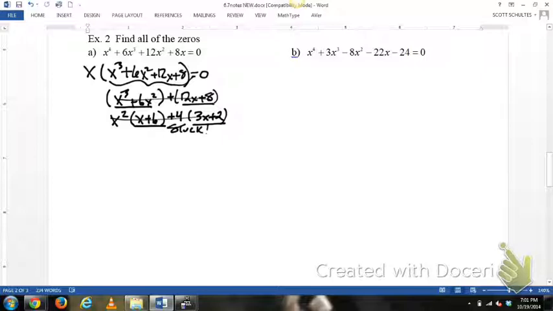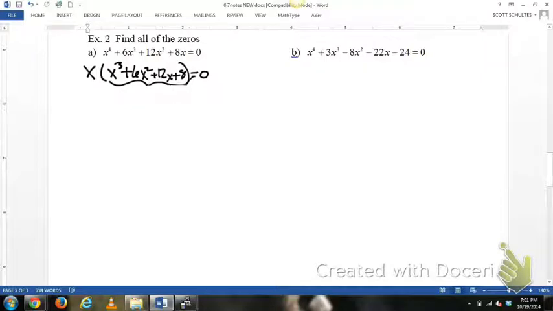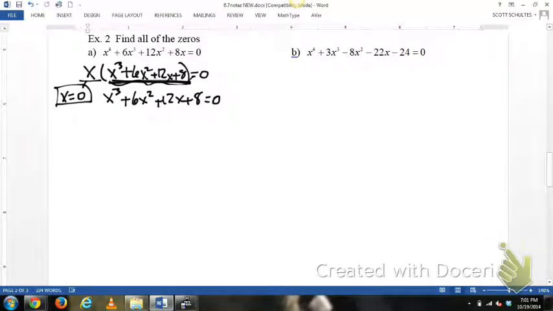There is some good news though. Let me erase this to get it out of the way. I already know one solution here. And actually, if I use the zero product property where I have this factored, I can set x equal to 0, and I can set this whole mess, x cubed plus 6x squared plus 12x plus 8, equal to 0. This is one solution. But keep in mind, my degree is 4. There's 3 more solutions to this guy.